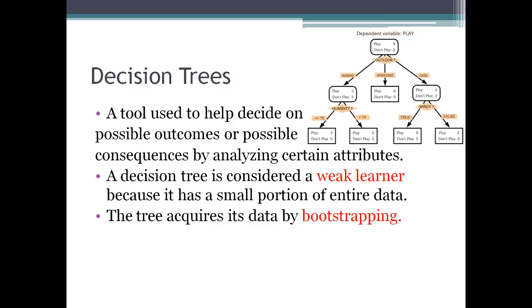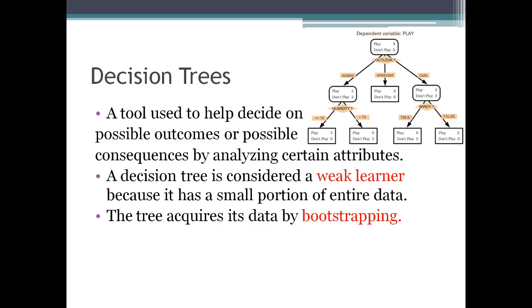In the case of overcast, if it's overcast, you're gonna play. When it's rainy, you're gonna have to look at another attribute, whether it's windy or not. If it's windy, then you're not gonna play. If it's not windy, then you do play. So that's basically what a decision tree is. You look at the different outcomes and it gives you the best decision as to what to do.